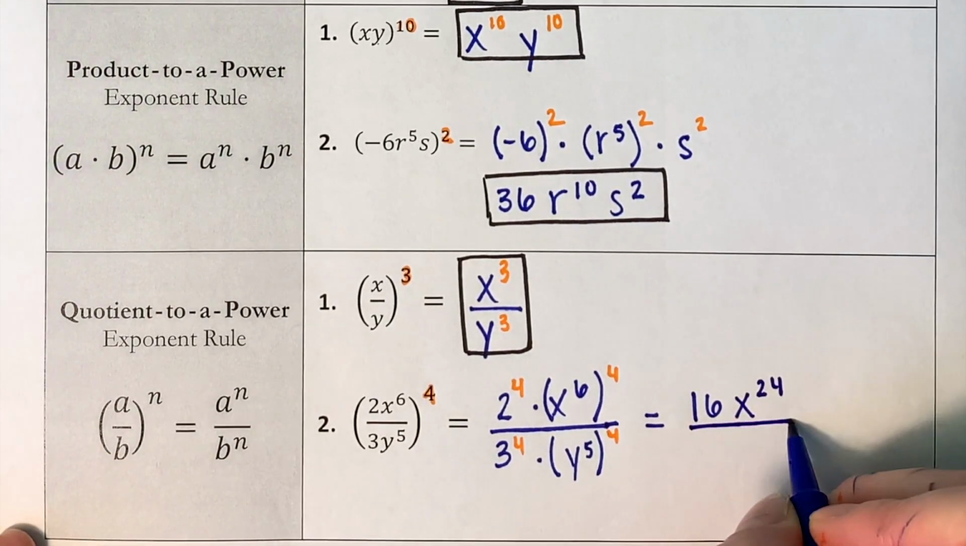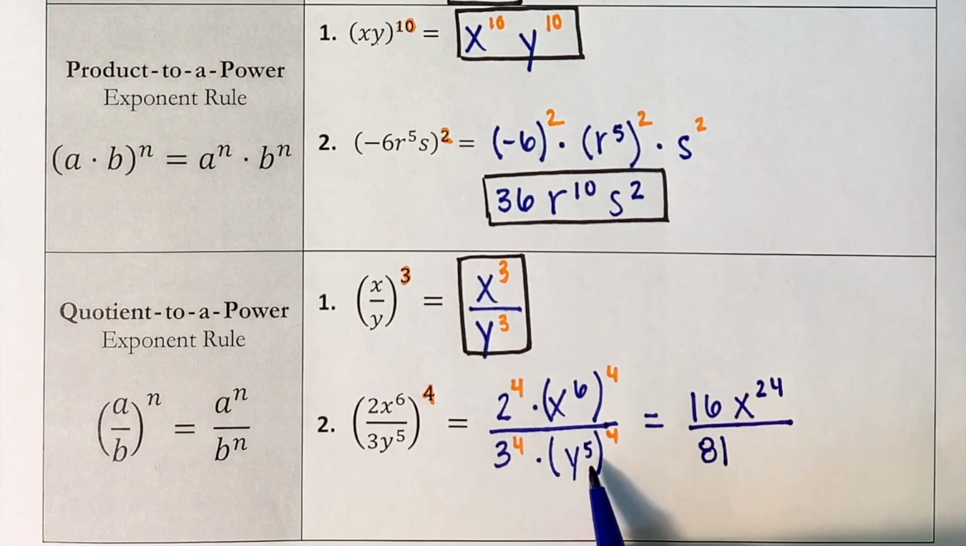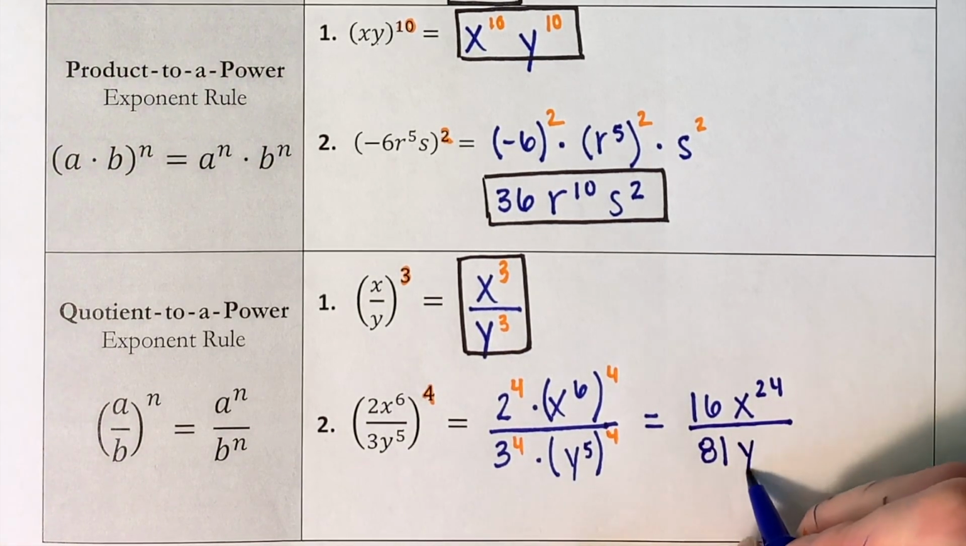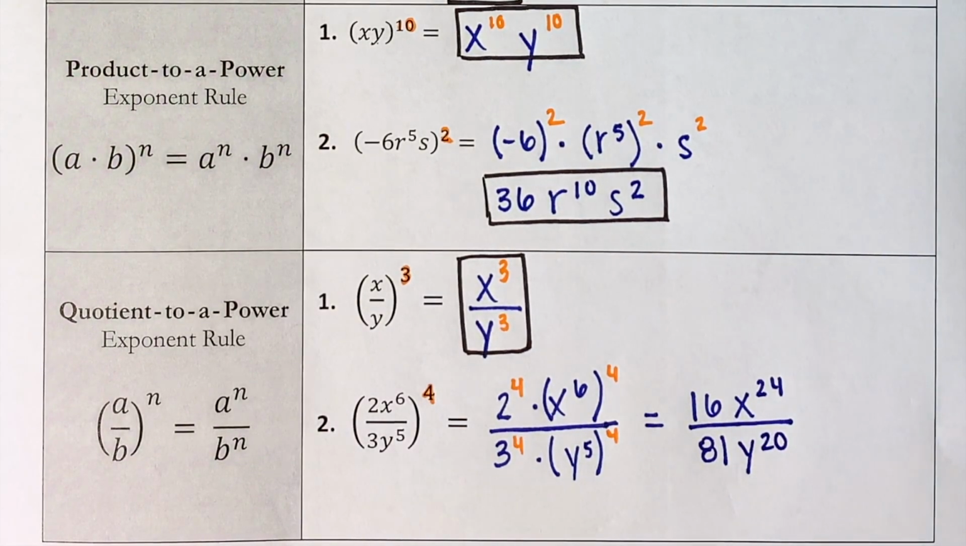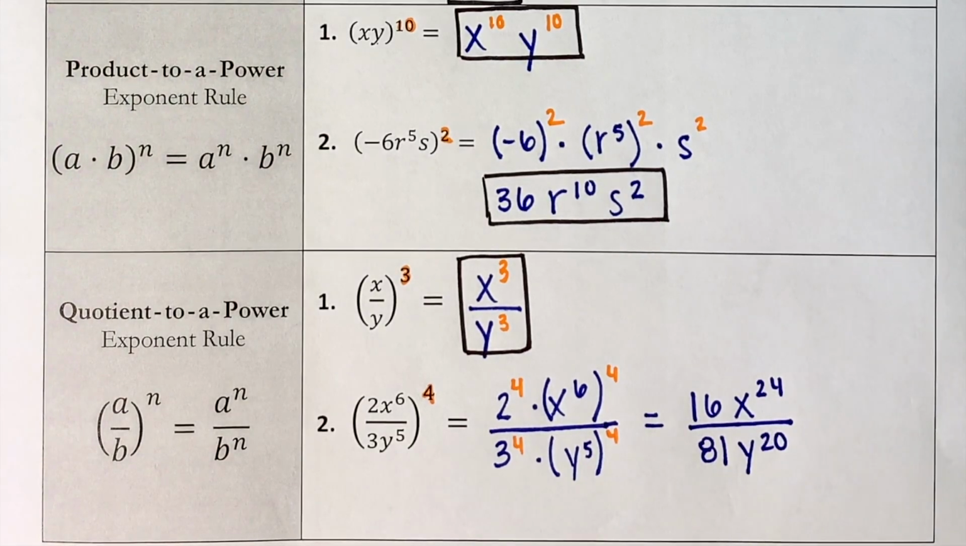And then in the denominator, 3 to the 4th gives us 81. And then here we multiply the exponents, 5 times 4 to give us 20, so we'll have y to the 20th. Now you want to check to see if the fraction 16 over 81 can be simplified, but it cannot. So this is our final fully simplified answer.